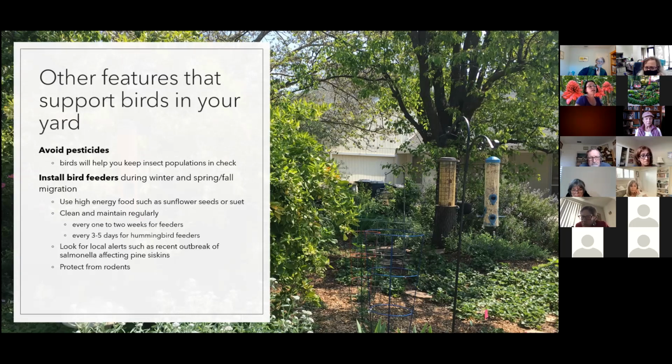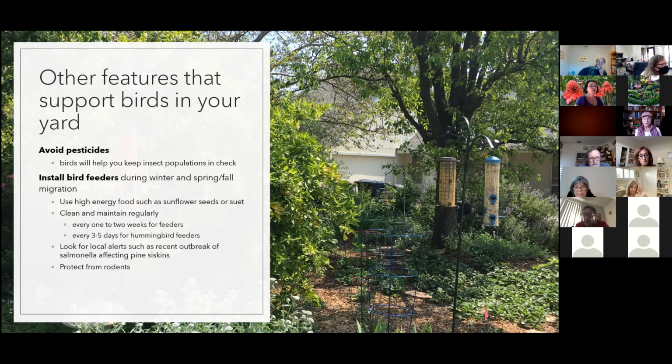You want to use high energy foods such as sunflower seeds. You want to really maintain them and clean them out regularly to prevent diseases. And if you use the hummingbird feeders, those red feeders with the sugar solutions, they should really be cleaned every 3 to 5 days to stay clean of germs and so on.